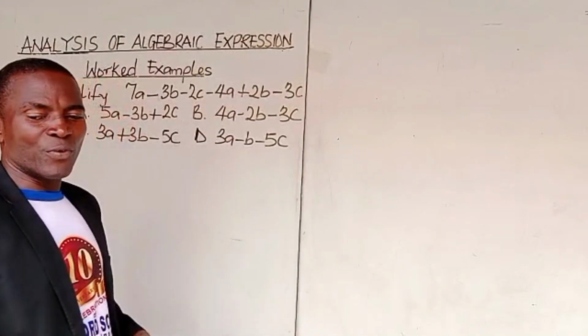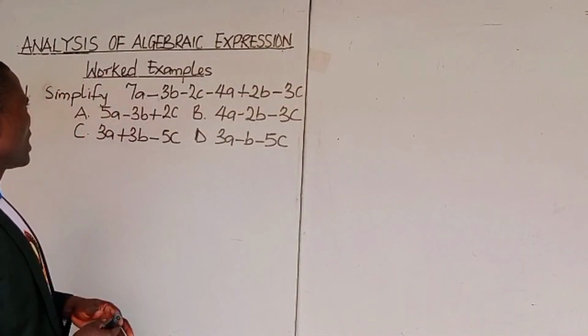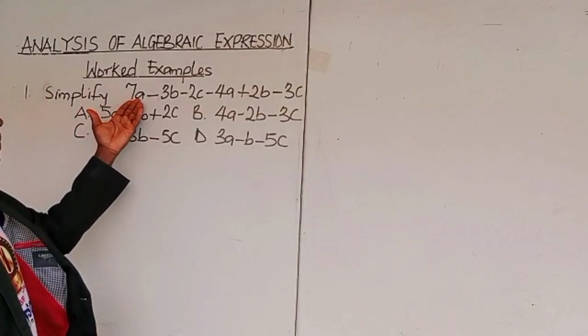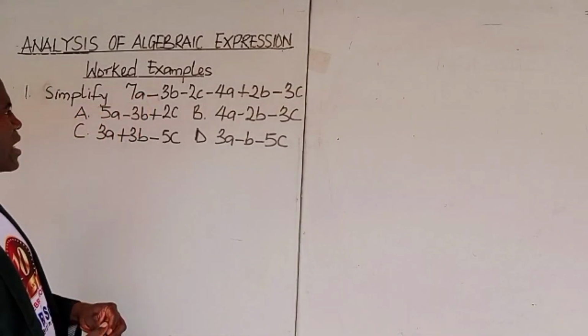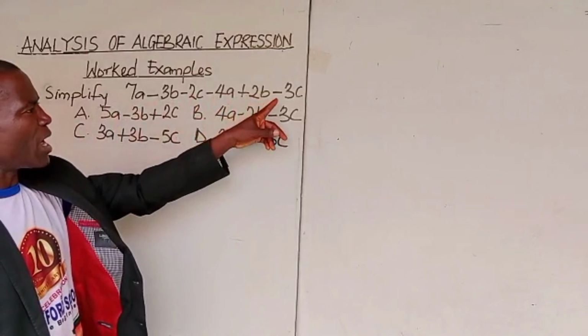Now let us look at an example. Number one, you are asked to simplify 7a minus 3b minus 2c minus 4a plus 2b minus 3c.